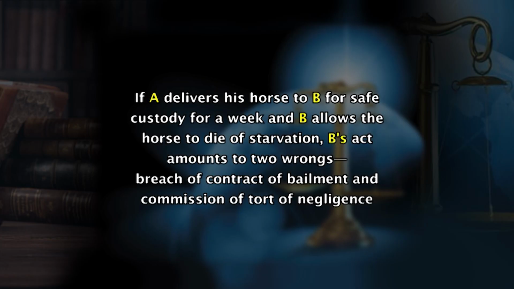It may be noted that there is a possibility that the same act may amount to two or more civil wrongs, one of which may be a tort. For example, if A delivers his horse to B for safe custody for a week, and B allows the horse to die of starvation, B's act amounts to two wrongs: breach of contract of bailment and commission of tort of negligence. Since both the wrongs are civil wrongs and damages is the main remedy for any kind of civil wrong, the plaintiff can claim damages either under the law of torts for negligence or for the breach of contract of bailment. He cannot claim damages twice.